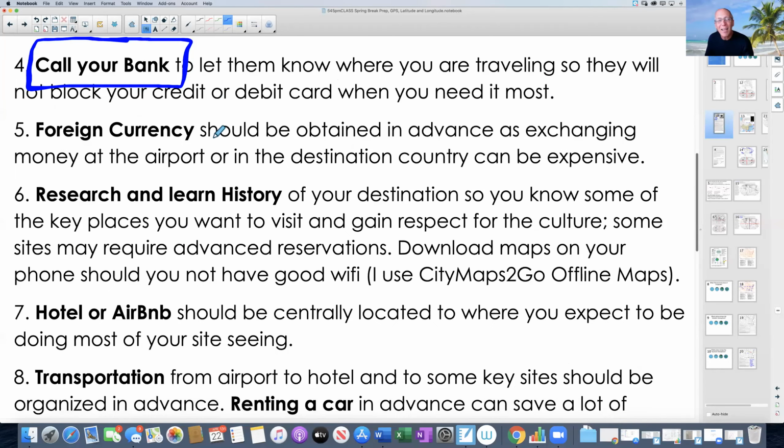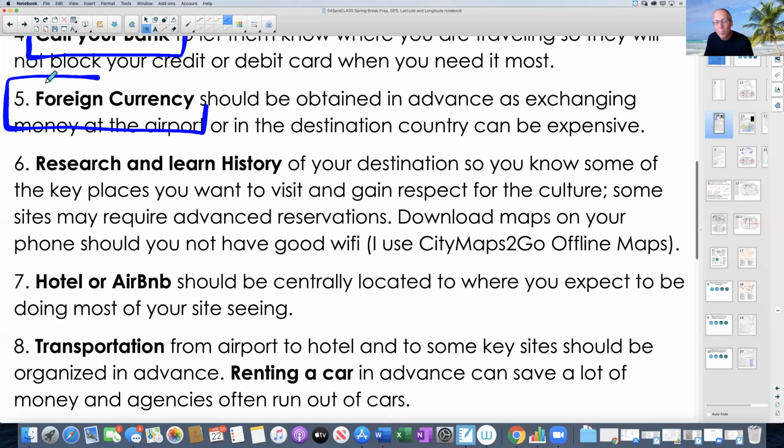The next thing is foreign currency. So you get to Colombia. I went to Colombia this February down in South America, and they use something called pesos. They're different than Mexican pesos. They're Colombian pesos. And I was prepared. I had pesos. And so when I wanted to purchase something where you were only allowed to use cash, I was prepared.